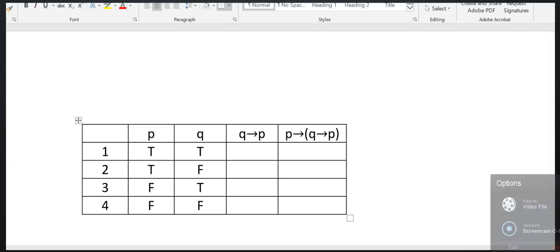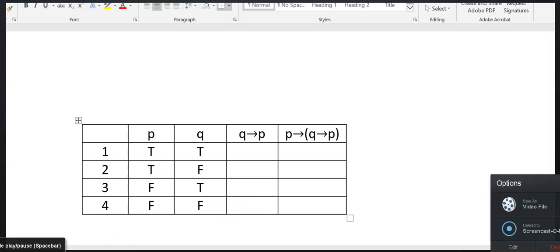And next is implication. Then what is in implication? T implies T, therefore it is true. F implies T, therefore it is true. T implies F, therefore it is F. F implies F, both are same, then it is true.